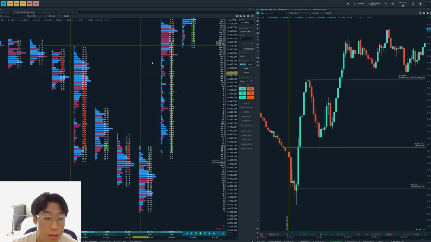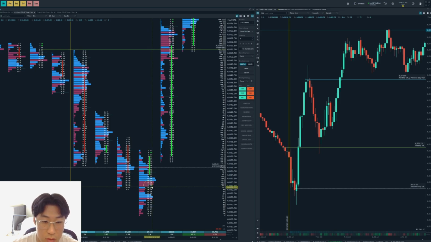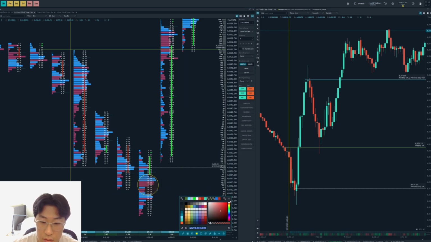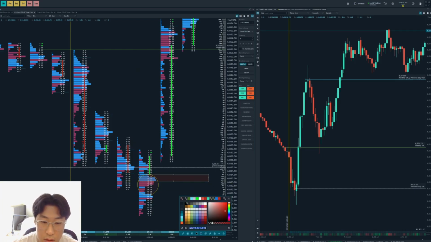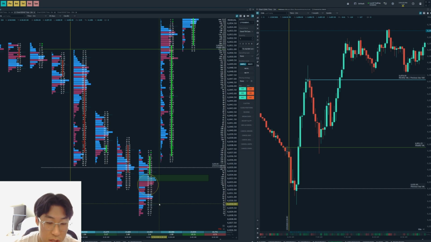So just looking at this footprint over here, you can see that the sellers got absorbed over here, and we saw aggressive buying step in right over here. This happened at the key level, showing that there was a potential reversal.